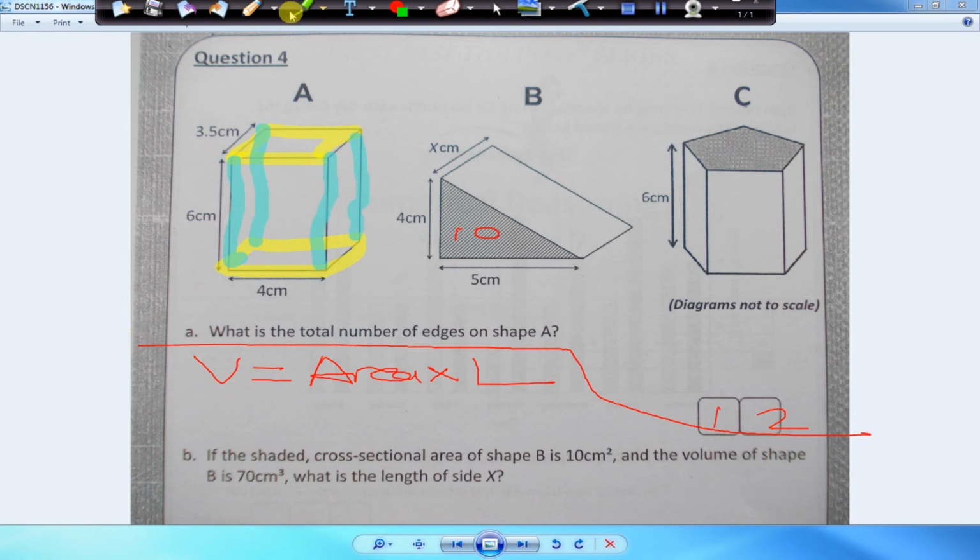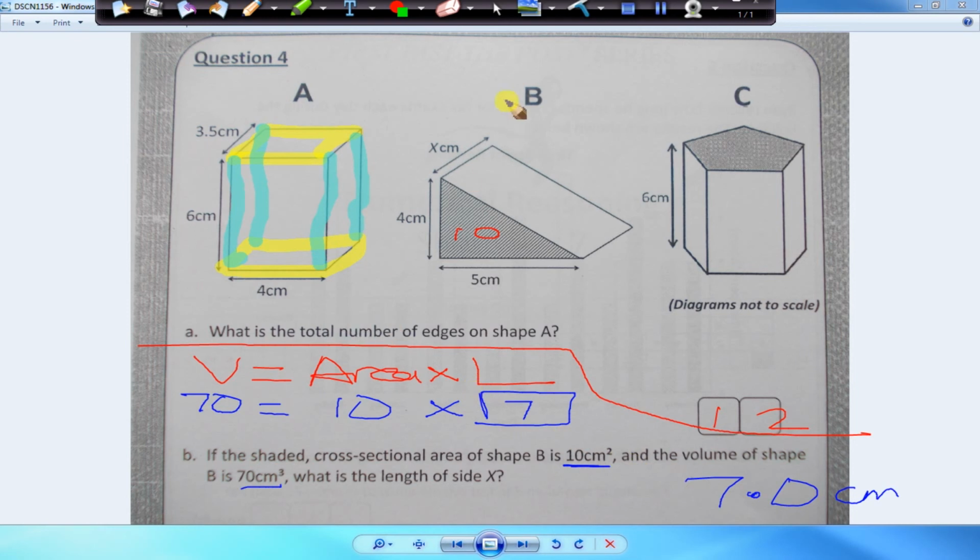Now we know that the volume is equal to, what's the volume equal to? Okay, the volume they're giving us is 70. And the area they gave us, the area is equal to 10. And what they haven't given us is the length. Okay. Now what question are we on now? Question 4B. Okay, so 10 times a number is 70. What's the number going to be? 7. So the answer to part B is 7 centimeters, the length of the shape.